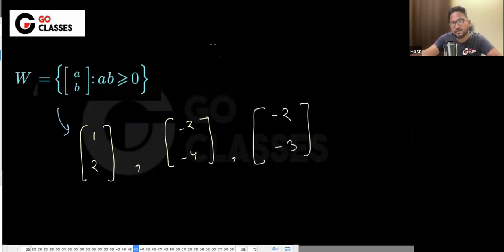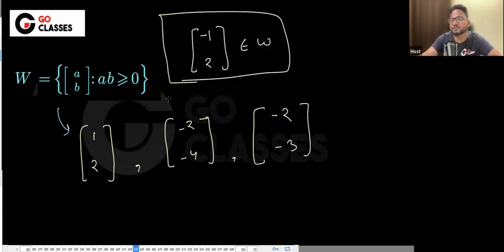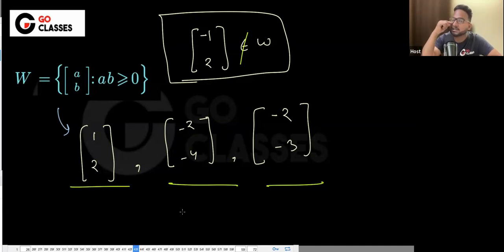Tell me, is this minus 1, 2 a vector in the set? Is this belonging to W? No, right? If you multiply these two, then it is not greater than or equal to 0. So that's why it is not belonging to W. So I hope you understood what this set is saying. This is a set of all vectors such that A and B are either both positive or both negative, because the product must be greater than or equal to 0, right?